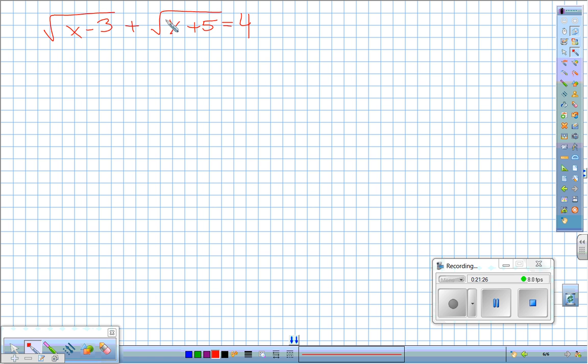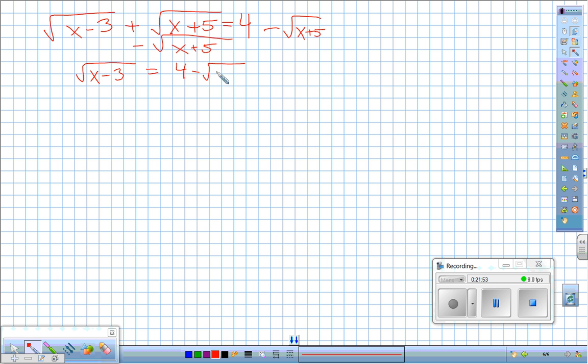Okay, here I just have to make a judgment call. Which one do I want to work with? Which one do I want to get alone first? It does not matter which one. In this case, I'm just going to subtract the square root of x minus 5, x plus 5, keep the same sign, minus the square root of x plus 5. So now on this left-hand side, I have something in a square root all by itself, so I can square it and get rid of the square root.